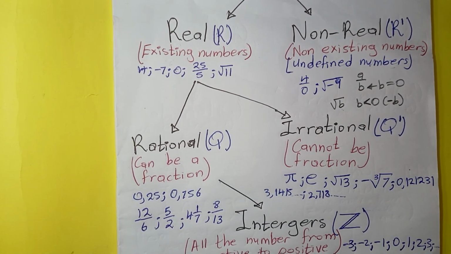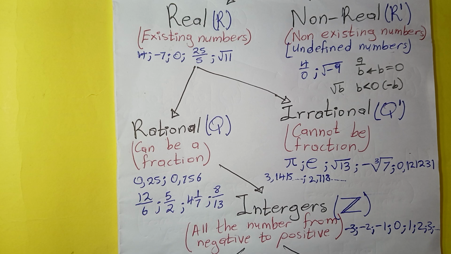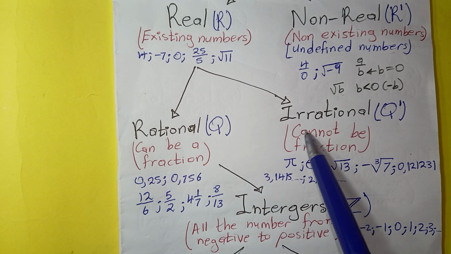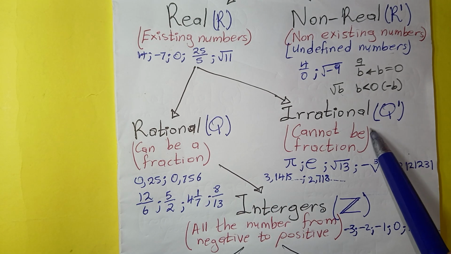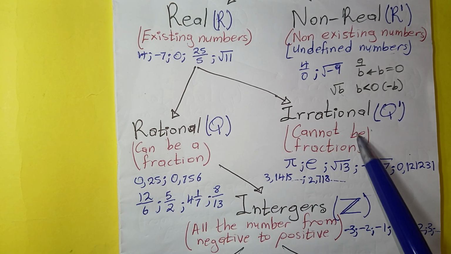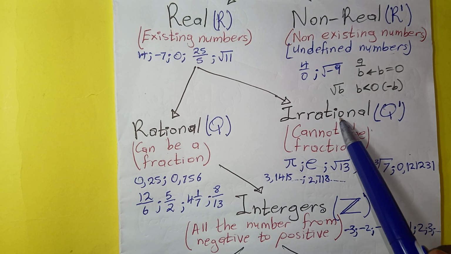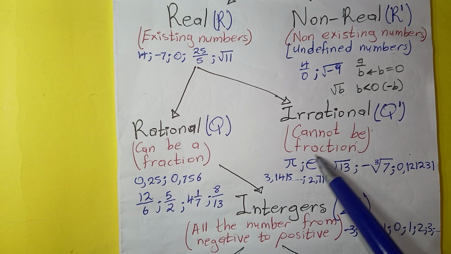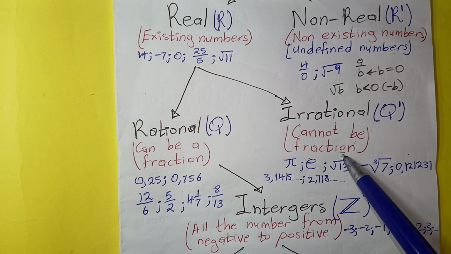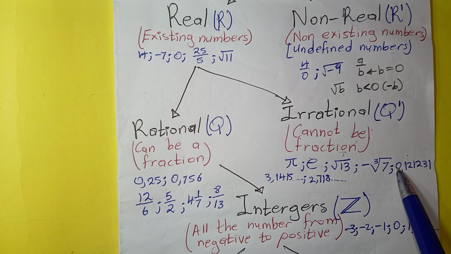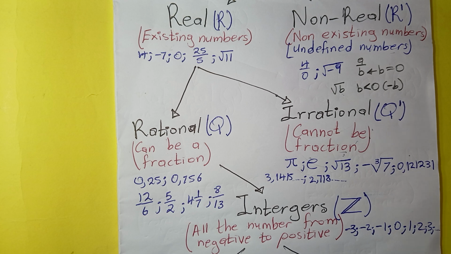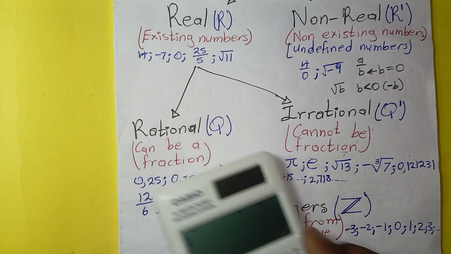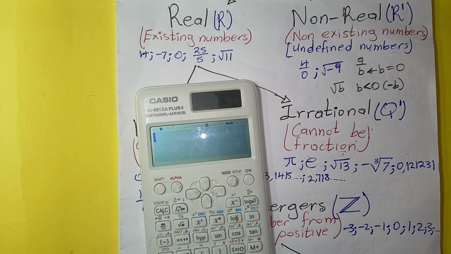And guys, please be aware that real numbers are divided in two parts. We have rational and irrational. The irrational ones are the numbers that you cannot change to a fraction. They cannot be a fraction. You cannot change these numbers to a fraction, never. These numbers will always be decimals. Something like this.